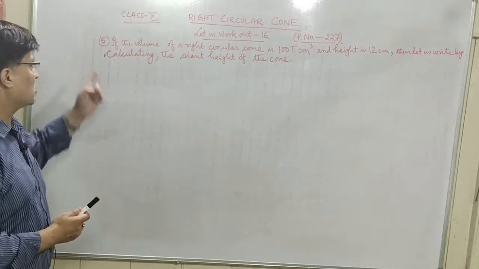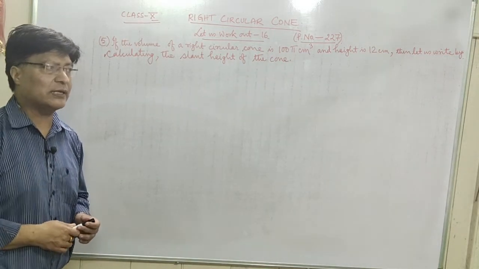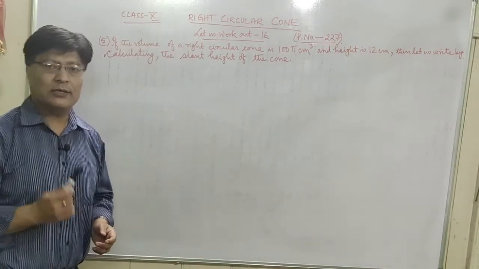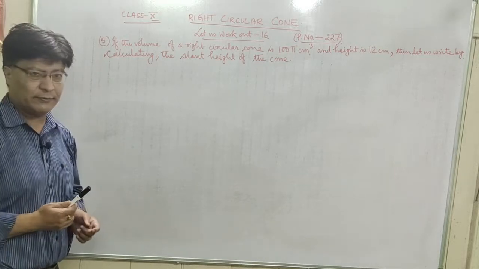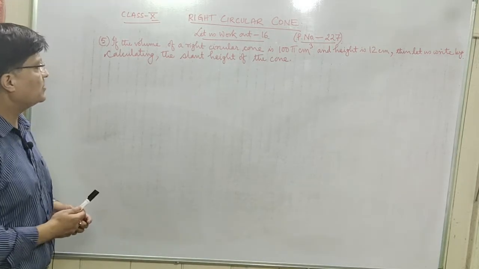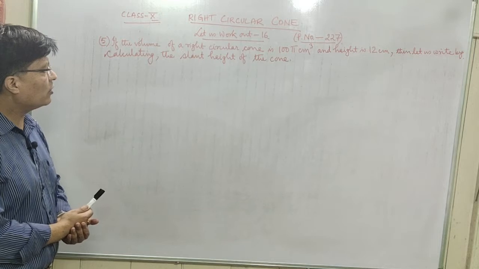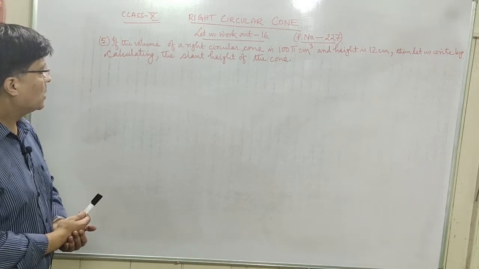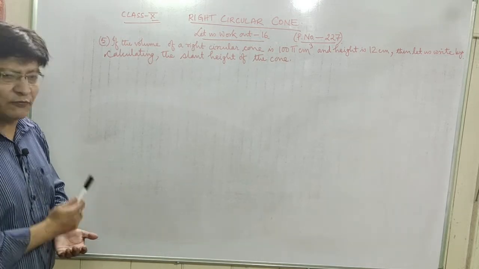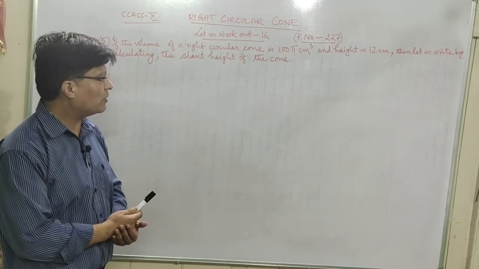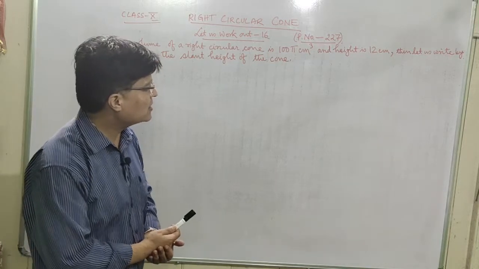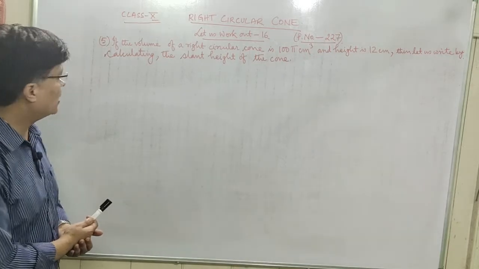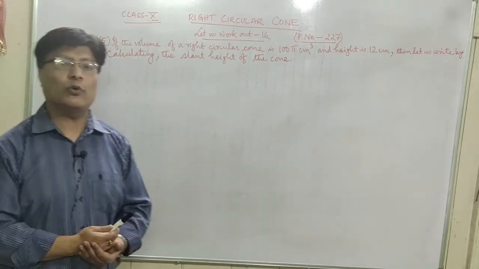So let's do question number 5. In the last online class we did up to question number 4 from the same exercise 16. So today we will do from question number 5. The question is: if the volume of a right circular cone is 100 pi centimeter cube and its height is 12 centimeter, then let us write by calculating the slant height of the cone.